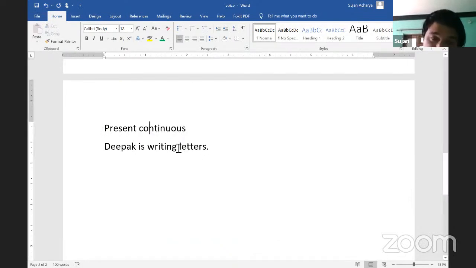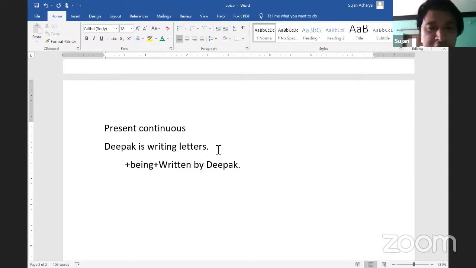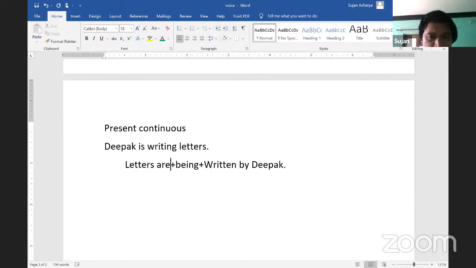If the sentence is in continuous tense, then again write the V3 form, written by Deepak. If the sentence is in perfect tense, we add been in front of the V3 form of the verb. We have to add being in front of the V3 form of the verb if the sentence is in continuous tense. Letters are.